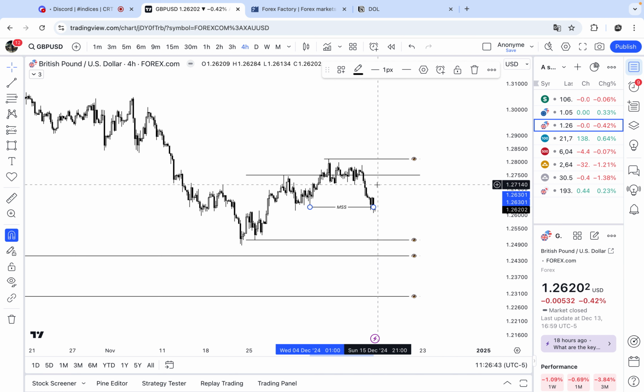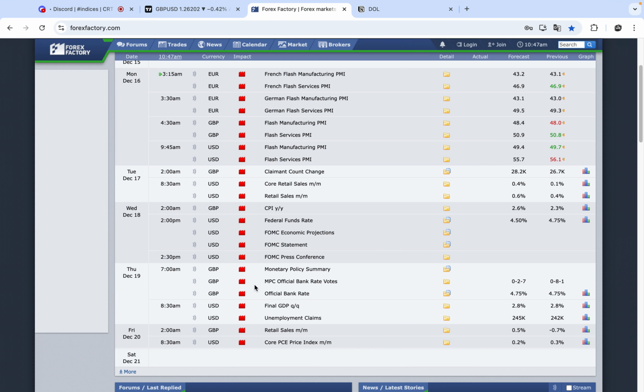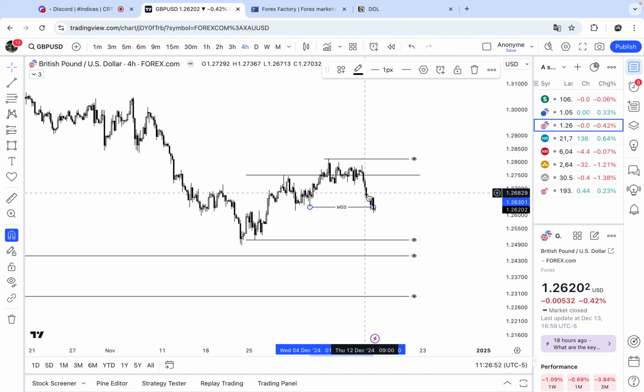But because there's news, there's crazy news, anything can happen. So for example, if you see that big news is coming and then price just takes off like crazy, then okay, I will change my narrative, right? But once a draw on liquidity is taken, you want to see confirmations.